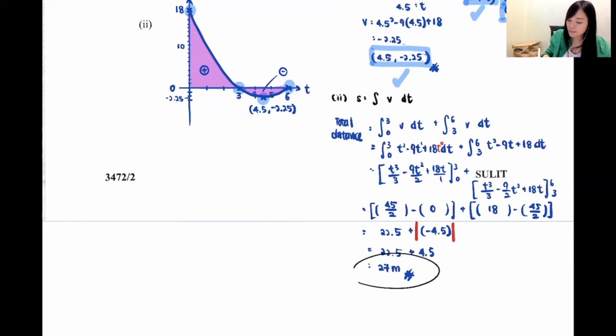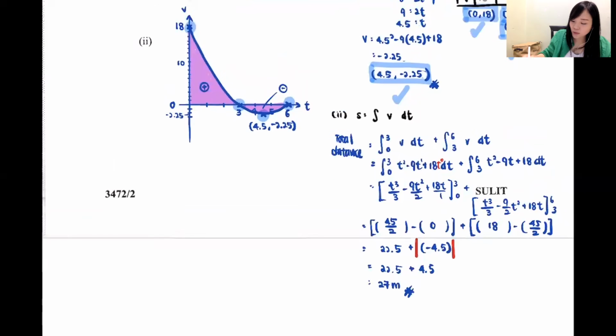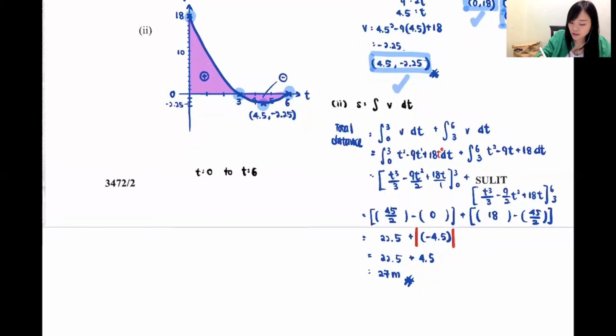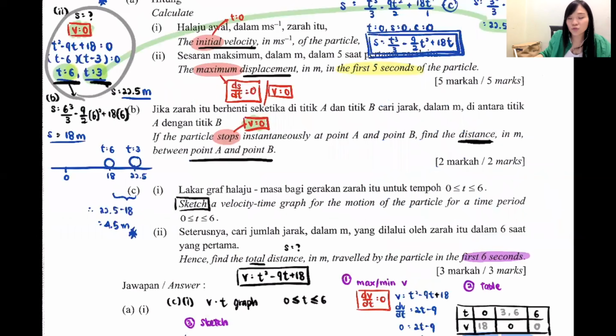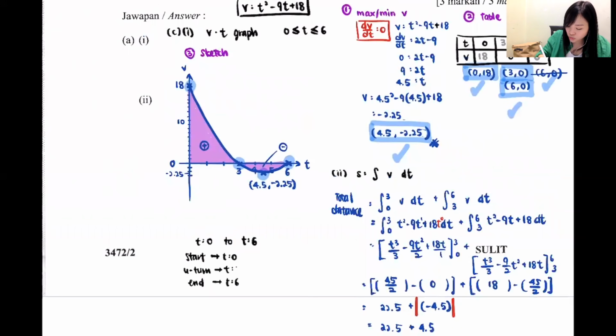So guys, maybe you don't want to do all these steps. You want to straight away find the answer for 3 to 6, actually also can. You know why? Not too sure whether you are my student, but for my own student, very easy one. Because they want to find out in the first 6 seconds, that means 0 to 6 seconds. Correct? When you start is 0 second, when you end is 6 seconds. Then when you U-turn is V equals 0, just now, isn't it? They get 3 and 6, correct? So 3 and 6, that means on the 3rd second, you U-turn.